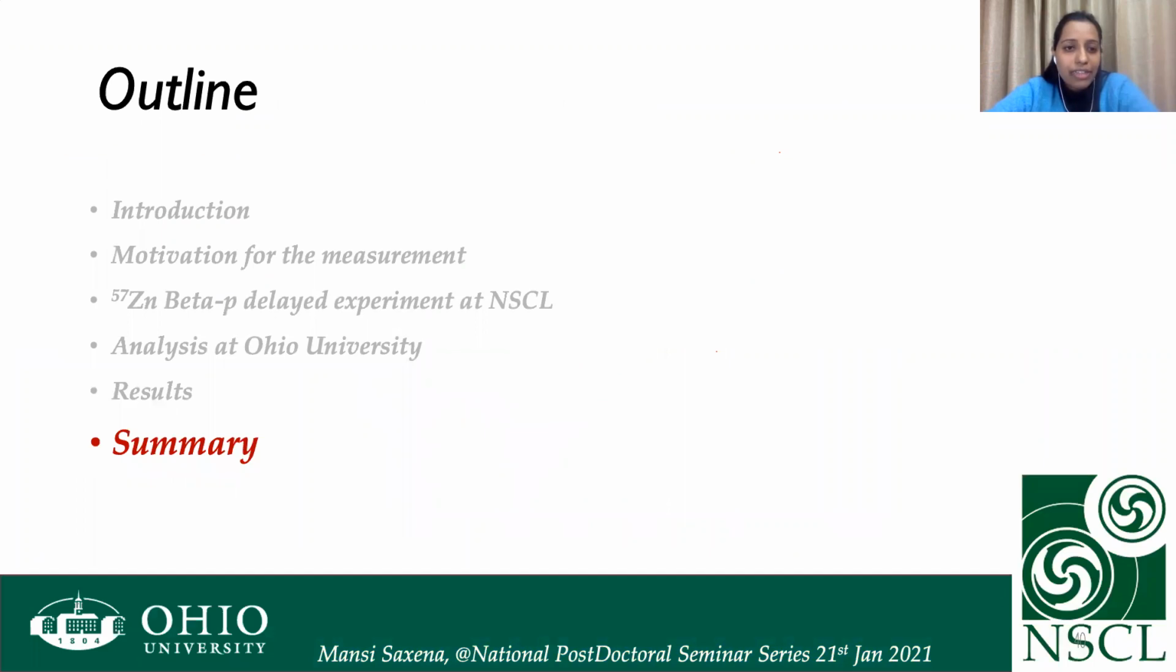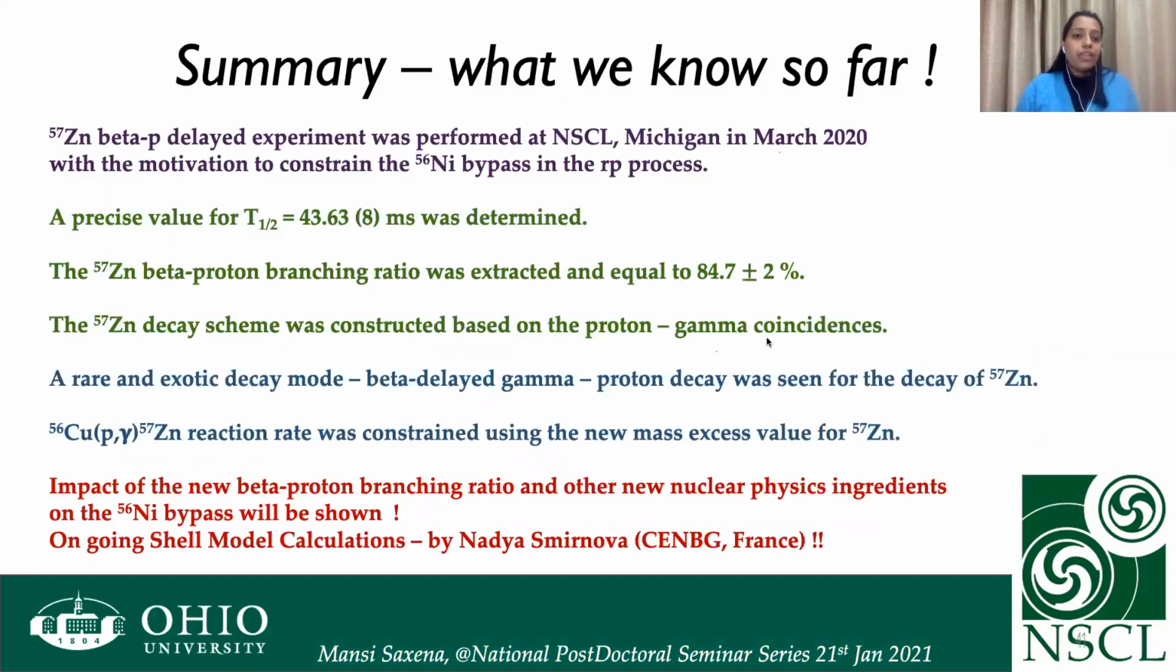So to finally summarize, the zinc 57 beta-delayed experiment was performed at NSCL in early March 2020. We obtained a precise value for the half-life. We also obtained the zinc beta-proton branching ratio. We went ahead and constructed the partial decay scheme for 57 zinc based on the proton-gamma coincidences. We could observe a more rare and exotic decay mode, which is the beta-delayed gamma-proton decay. This is probably seen for the second time for any fp shell nuclei.